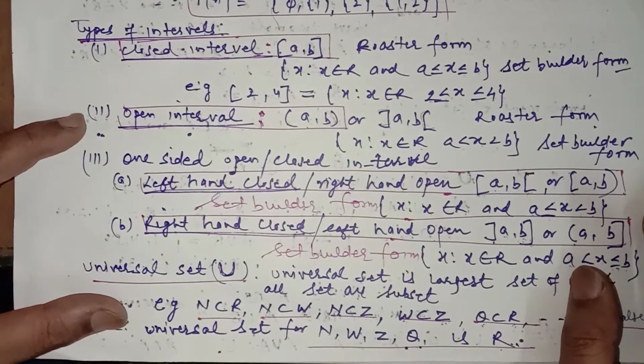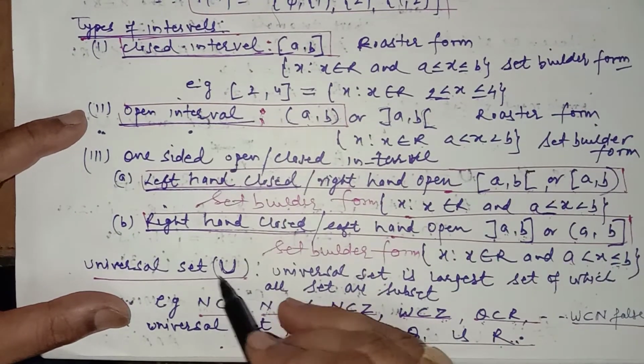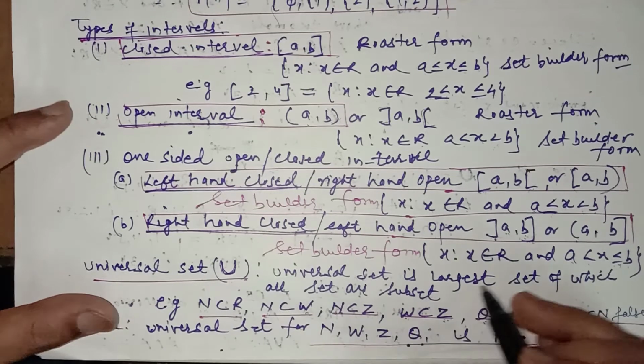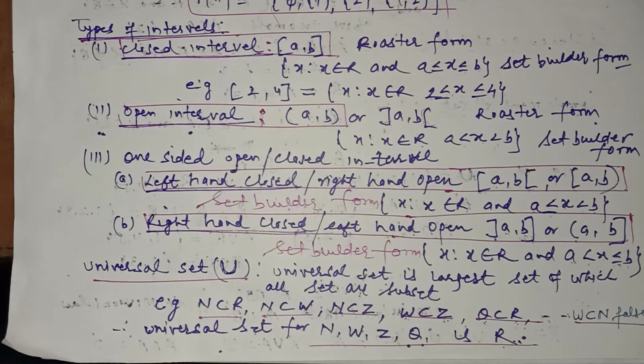After that we have a universal set. It is denoted by a large U, and the universal set is the largest set, of which all the sets are subsets. For example, if we take an equilateral triangle, what is the universal set for it? The universal set for the equilateral triangle will be the set of triangles, because the equilateral triangle is in the set of triangles.